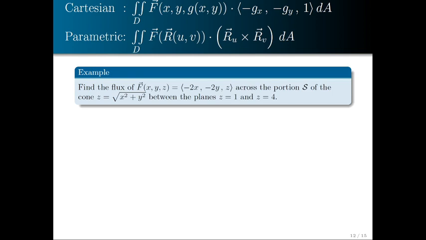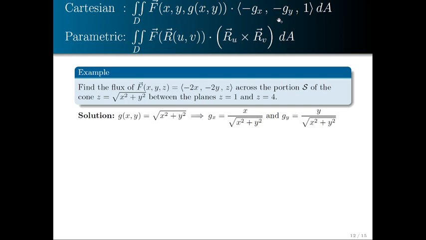Okay, next, we want to find the flux of F across the portion of the surface S, which is a cone, given by the equation z equal to the square root of x squared plus y squared, meaning you have the upper nappe of the cone with its vertex at the origin, but we only want the portion of that cone between the planes z equal to 1 and z equal to 4. So we truncate the cone using these two planes. Here, the surface is given by its Cartesian equation, z equal to the square root of x squared plus y squared, so we can use the first technique.